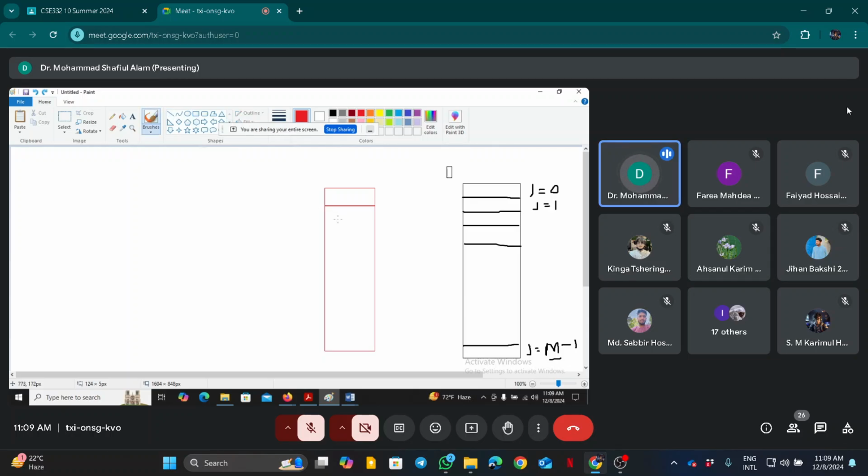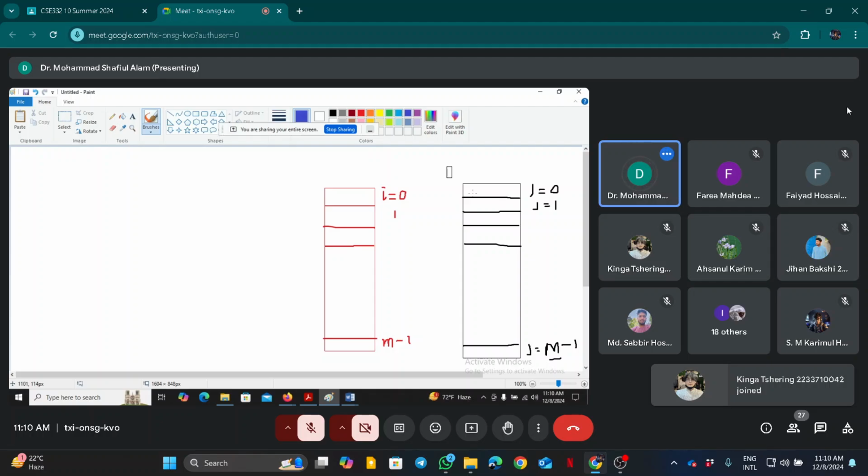Cache is also divided into blocks or lines, whatever you say. Let's say 0, 1, and this is our m minus 1. So in case of associative mapping, any block of RAM would be copied to any line of cache. Any line of cache.